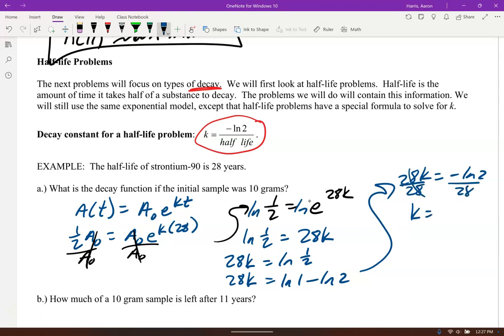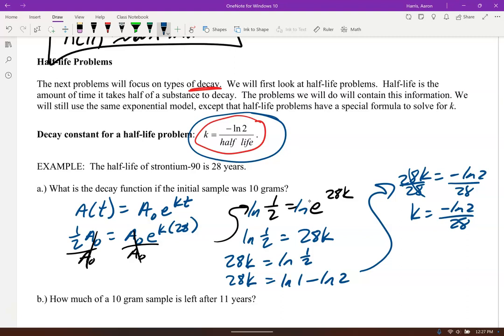So there's our k, negative ln of 2 over 28. So that's where this comes in. k will end up being negative ln of 2 over how many years you have. That's the why for the half-life, you got the 28 on the bottom there. Okay. But I'm kind of old school. I'm probably going to do that each time. But that's the decay rate, right?